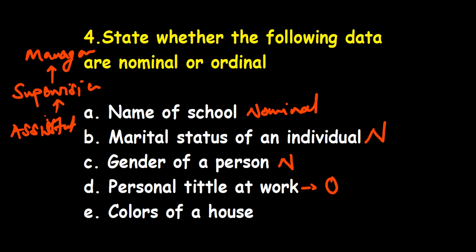It shows hierarchy. What about the colors of the house? Colors of the house is nominal, because it just shows that that house is pink, that one is blue, that one is green, this one is yellow, that one is white, that one is black. But it won't show any order, that the black one is above the white one. No. All right, so that's it on question number 4.